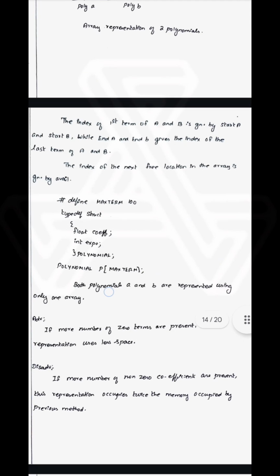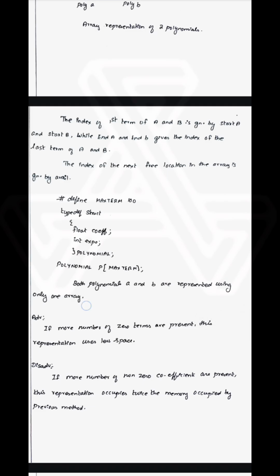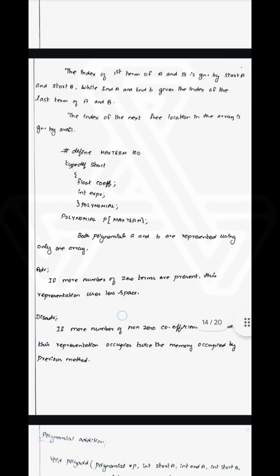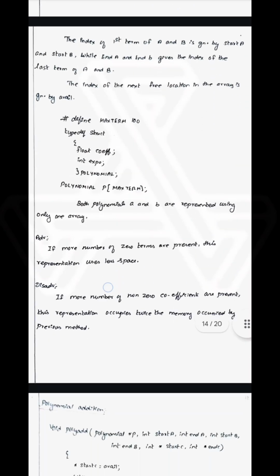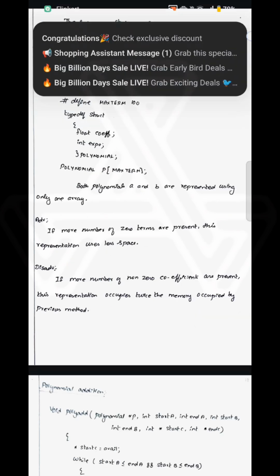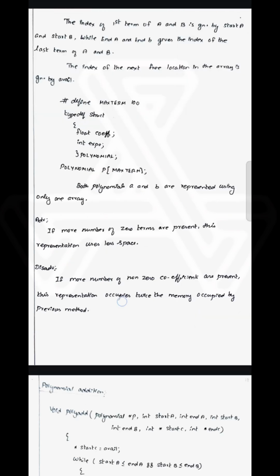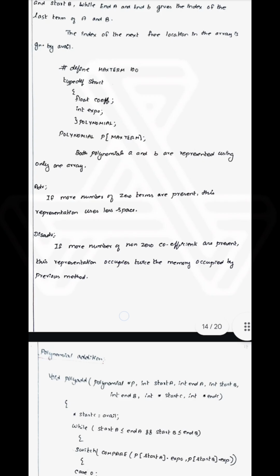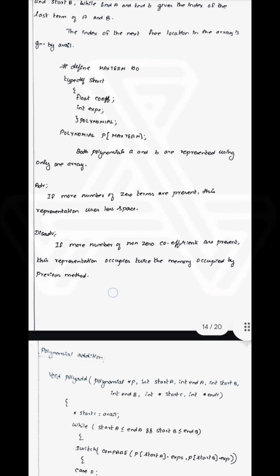The index of the first term of A and B is given by start A and start B, while end A and end B give the index of the last term of A and B. The index of the next free location in the array is given by avail. Define MAX_TERM 100. Typedef struct: float coef, int expo, polynomial p of MAX_TERM. Both polynomials A and B are represented using only one array.